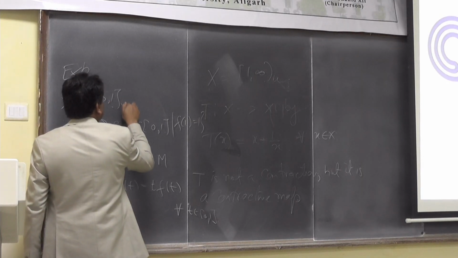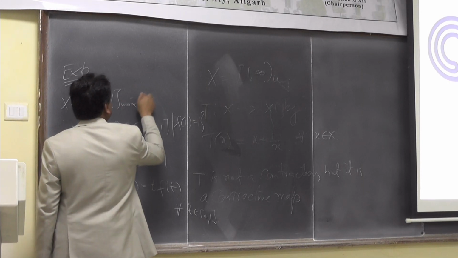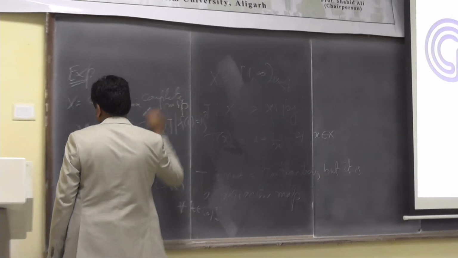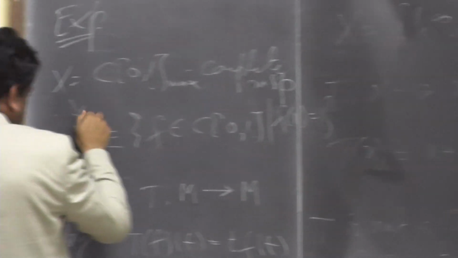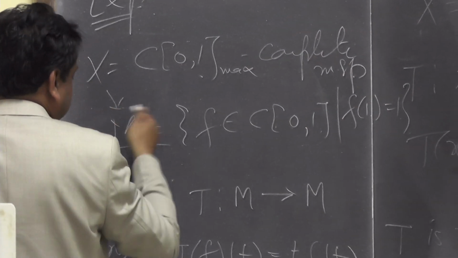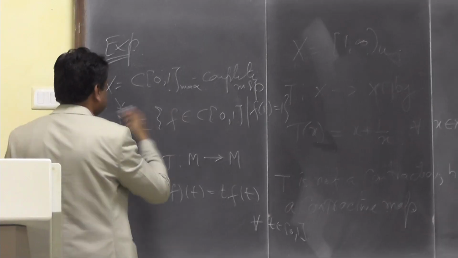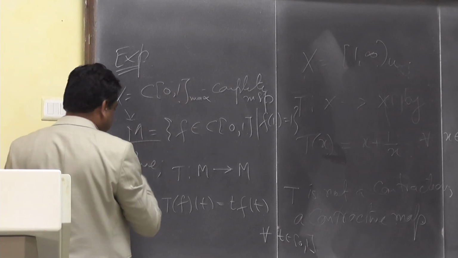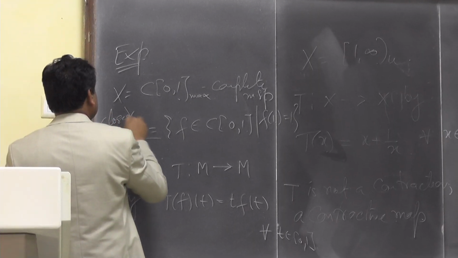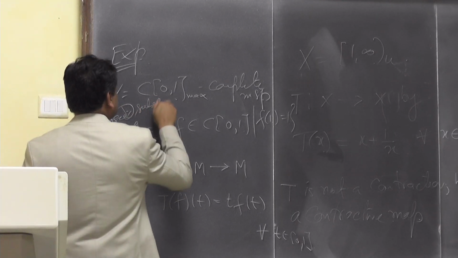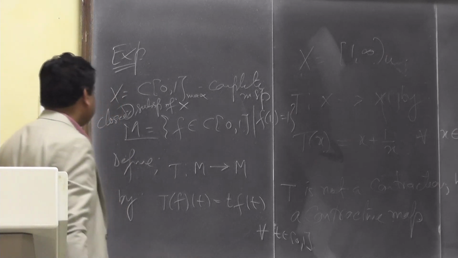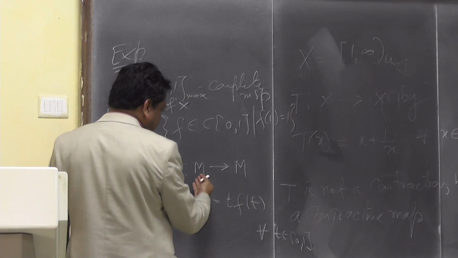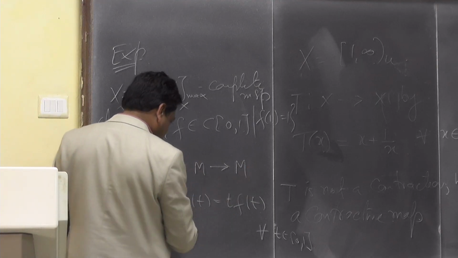And this is expected, a closed subset with respect to the same metric. So this is a space of X. Why is this also complete? T is a basically map from a complete metric space to a complete metric space defined by this.